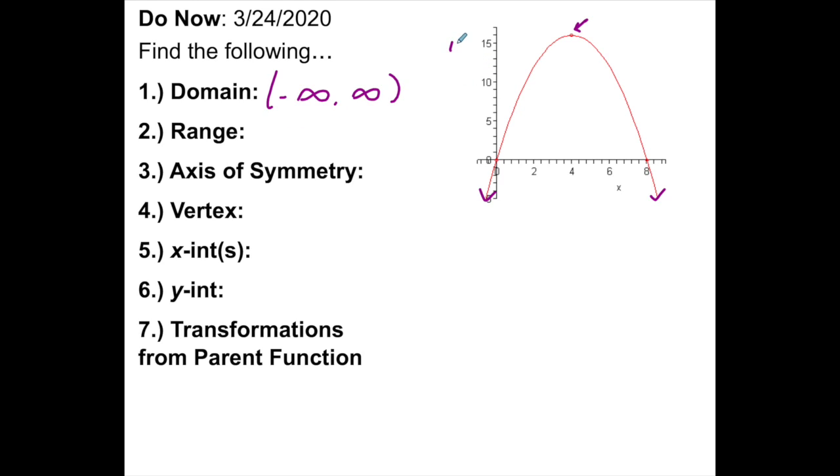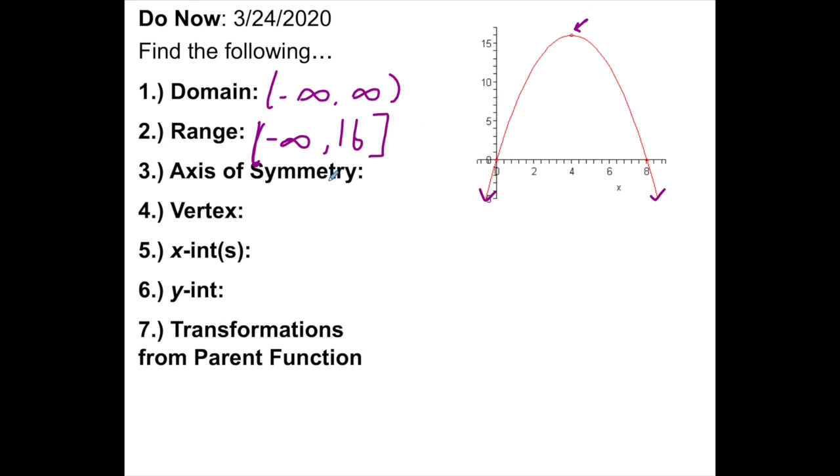Okay, the range. Notice this one points down. So we can see that the highest it goes, let's call that 16. That's the highest that the y values go. Because it points down, I put my negative infinity on the left. So you have to think about it: is there a highest it goes or a lowest it goes? If there's a highest it goes, the number goes on the right with a negative infinity on the left. And if it's a lowest, that goes on the left with a positive infinity on the right. That's something we'll continue to work at.